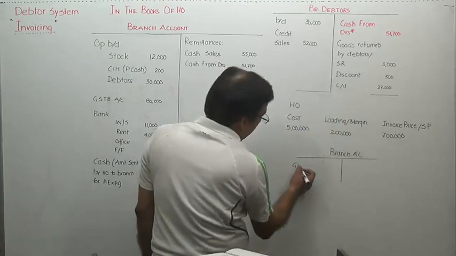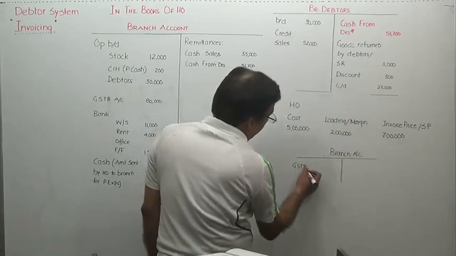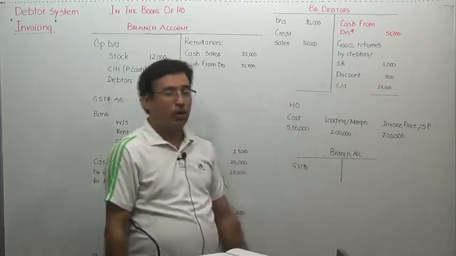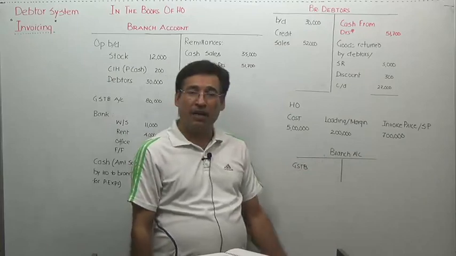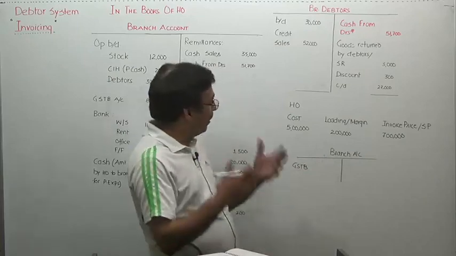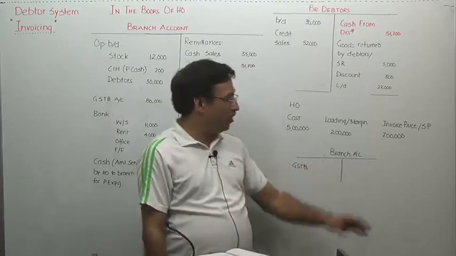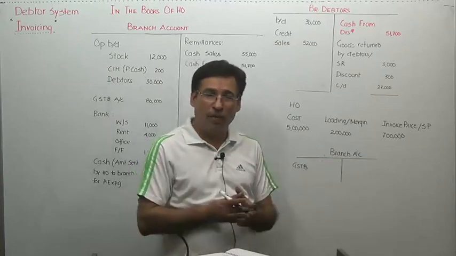Goods sent to branch. Now, you let me know at what price I should write here. Should I write here 5 lakh or 7 lakh? Some of you are telling 5 lakh and some of you are telling 7 lakh. So, you are in a dilemma.